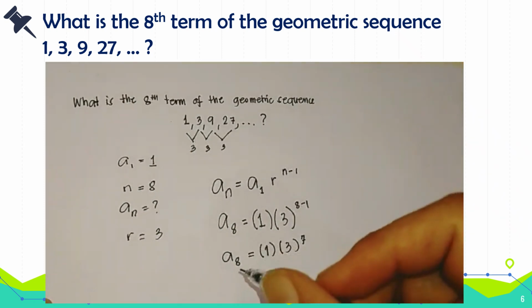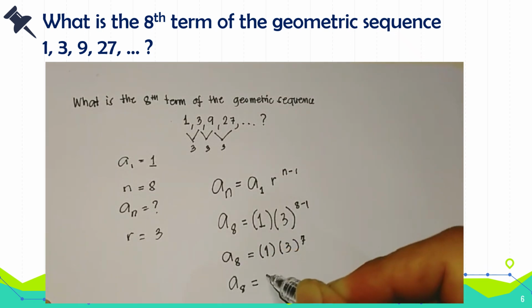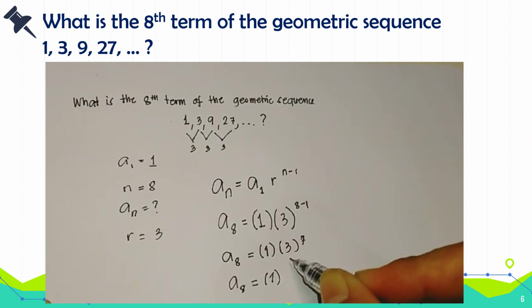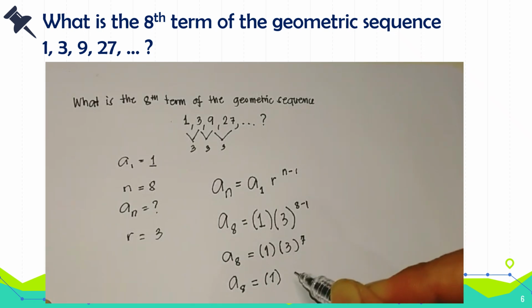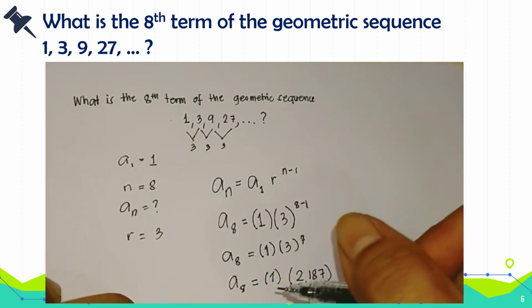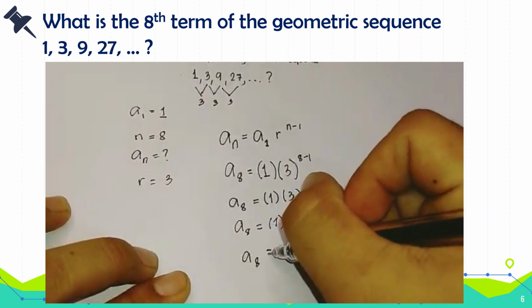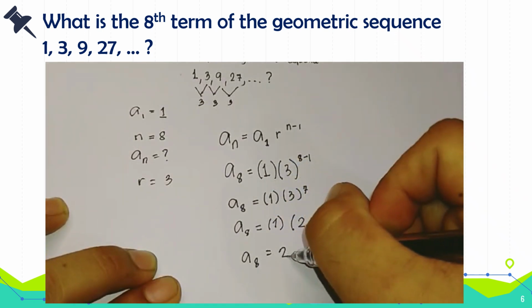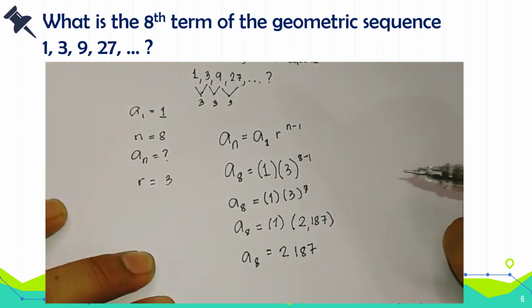Let's continue. A sub 8 equals 1 times 3 raised to 7, not 3 times 7. 3 with exponent of 7 will give us 2,187 times 1. So the 8th term of this sequence is 2,187.